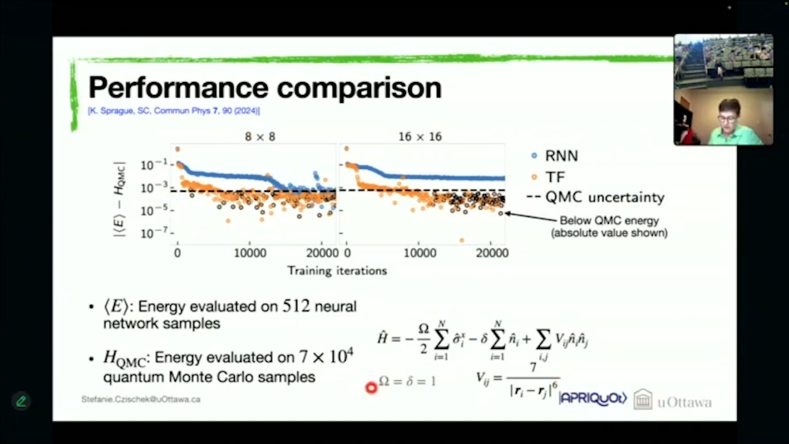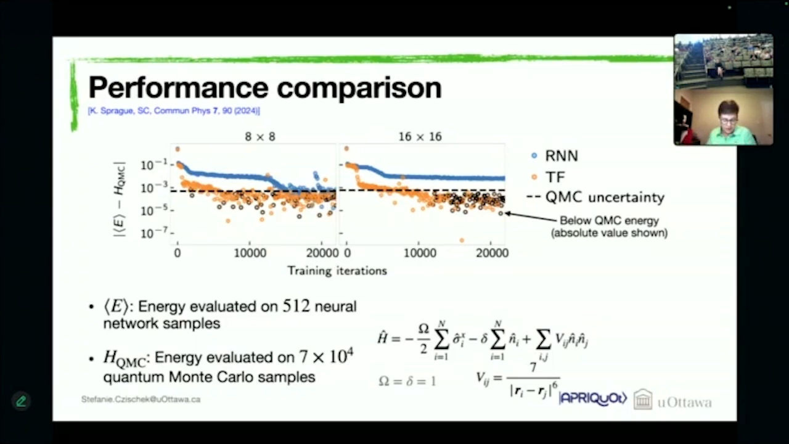We fix our Hamiltonian parameters to some values where we are close to the phase transition between the disordered and the striated phase. And here we train an RNN in blue and the transformer in orange to find the ground state of this Rydberg Hamiltonian. On the y-axis, you see the energy error, where we compare the energy expectation value that we get out of the state encoded in the network.